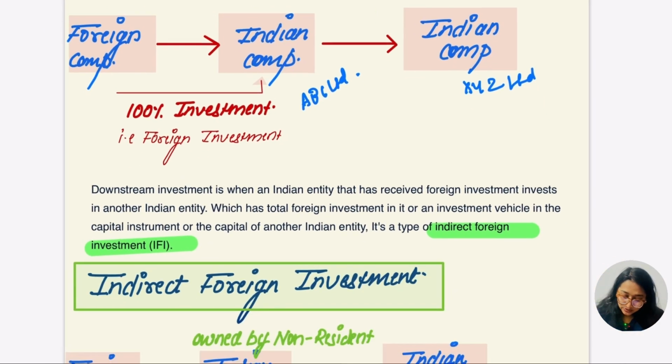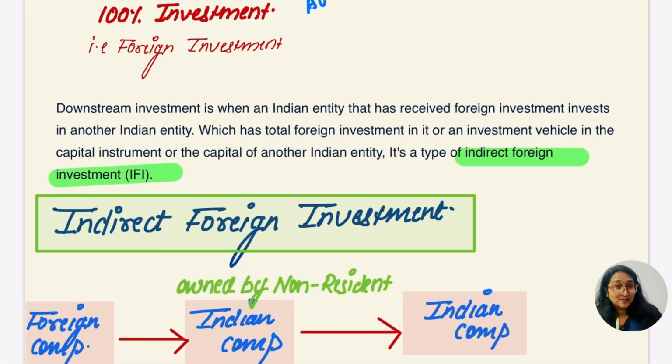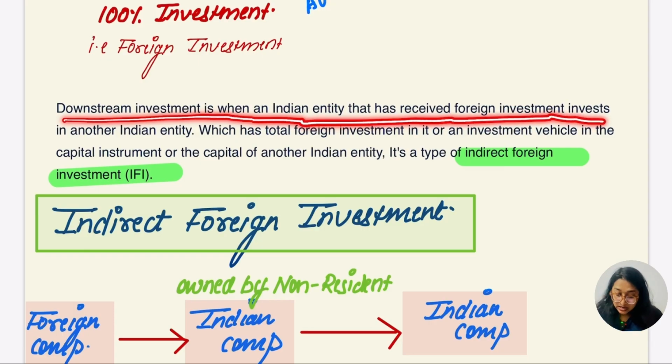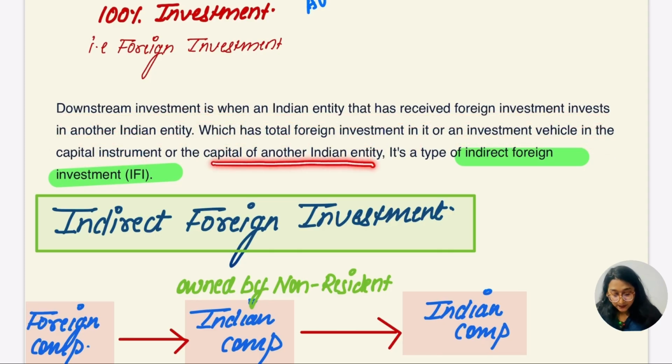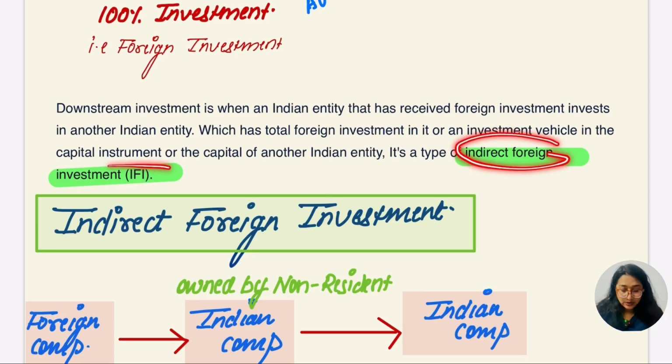So let's read about this. There is one more term used here, so we have to understand that also. Downstream investment is when an Indian entity that has received foreign investment invests in another Indian entity which has total foreign investment in it, or the investment vehicle in the capital instrument or capital of another Indian entity. Basically, this is a type of indirect foreign investment.